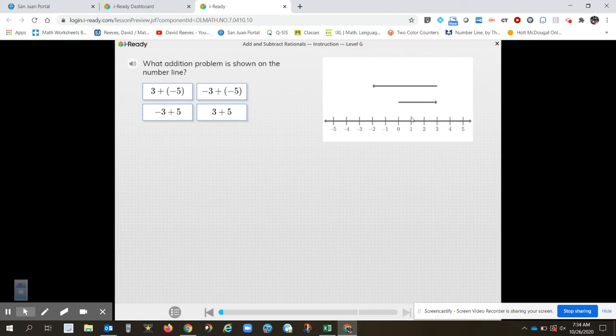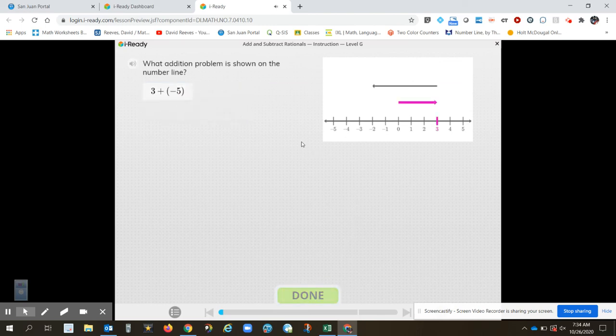And if you look, it goes 1, 2, 3. It's very important when you're doing these number line problems that you look at what is on the number line. So it's 3 to the right plus 5 to the left. If you take a look, we have 3 to the right and 5 to the left. This one would be 3 to the left and 5 to the left. This would be 3 to the left and 5 to the right. And this would be 3 to the right and 5 to the right. So this is the one we're looking for: 3 to the right and 5 to the left.